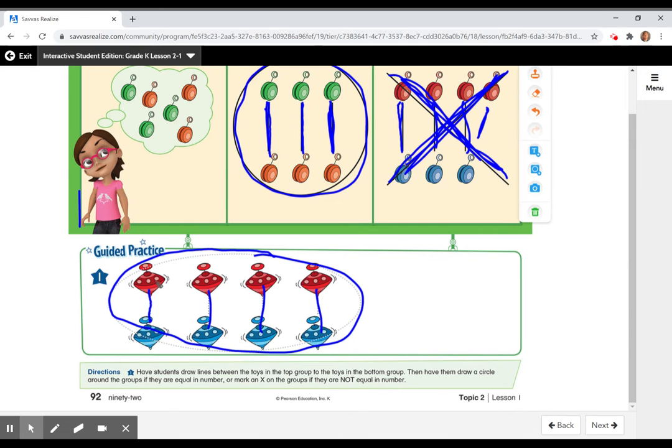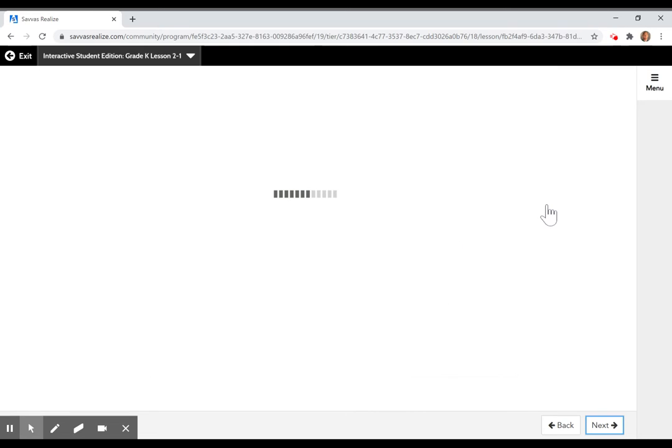So the way we can double check this is by counting the red ones. 1, 2, 3, 4. So I'm going to write a 4. And then there's blue. 1, 2, 3, 4. 4 and 4 is equal, or they are the same. So I'm going to circle them. Good. You can go to the next page.